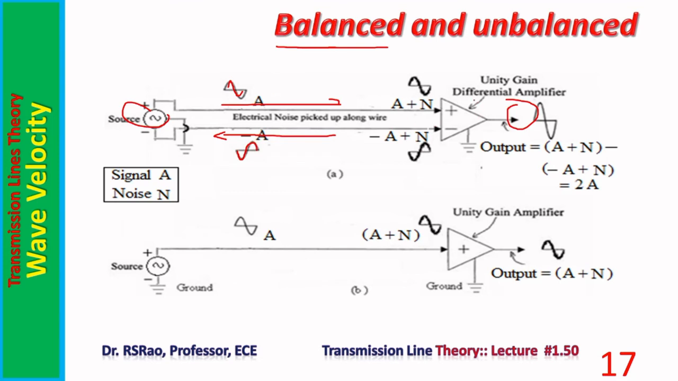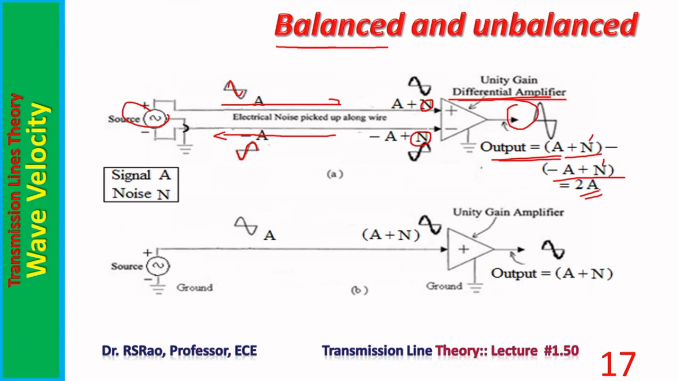Now at the other end, a differential amplifier is used. This differential amplifier subtracts the signal from one conductor from the signal that is there in the other conductor. In the subtraction, the noise that is attached, interference also, everything gets cancelled. Ultimately, of course, A plus A becomes 2A. Here it is shown. Output is A plus N minus minus A plus N. N gets cancelled, leaving behind a strengthened, much stronger signal.